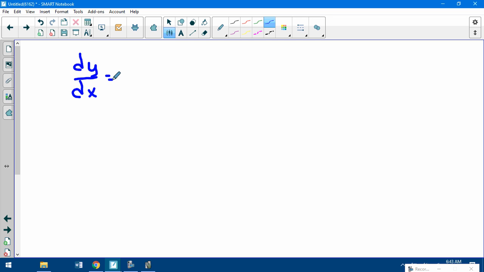dy/dx equals x cubed times (y plus 5). That's not the one you have, but let's say it was. And I wanted to solve it with the initial condition that, let's say, f of 0 equals 1. Here's how I would do it.